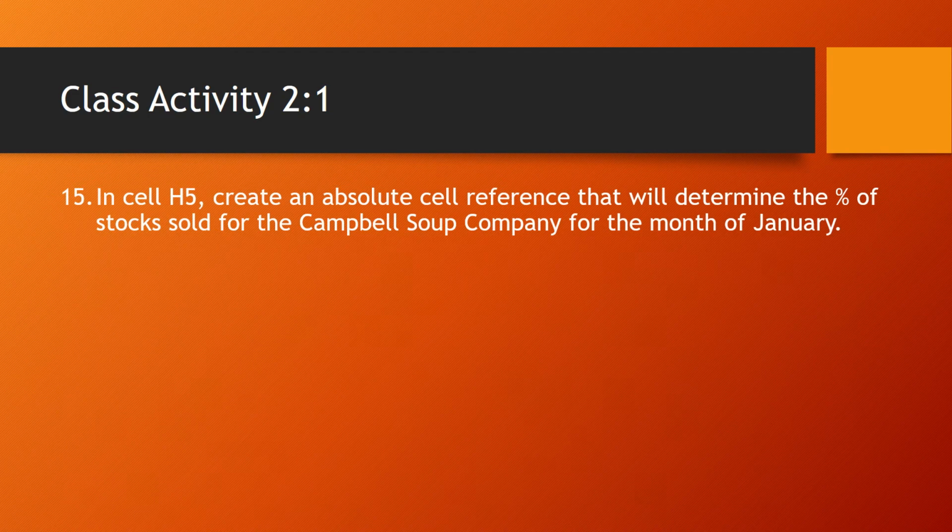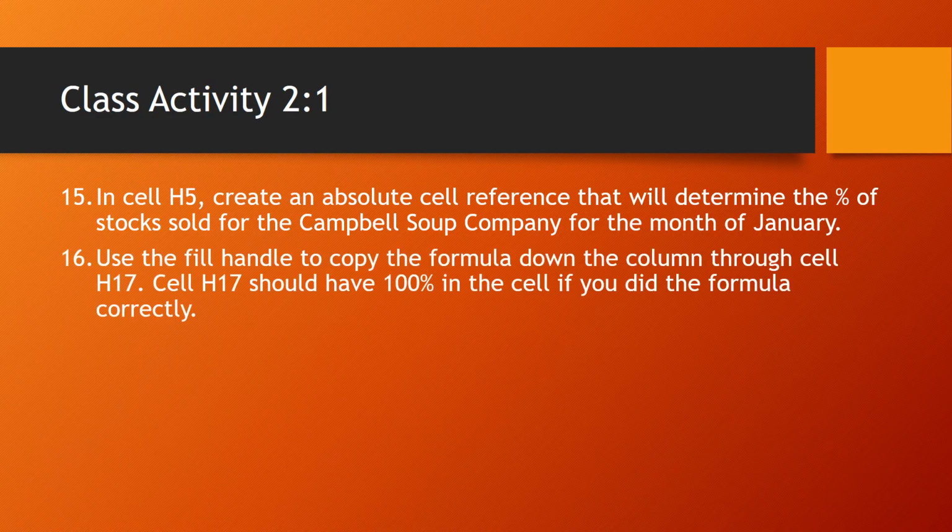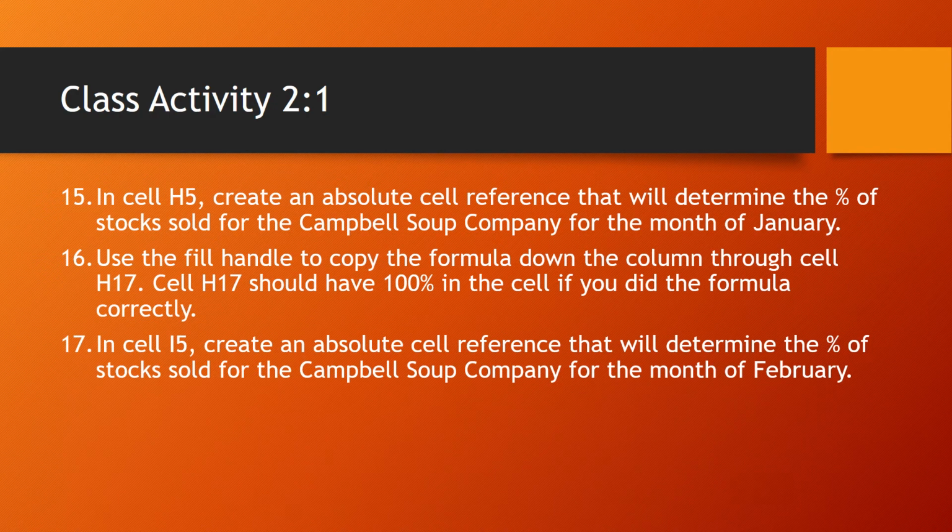In cell H5, create an absolute cell reference that will determine the percentage of stock sold for the Campbell Soup Company for the month of January. Use the fill handle to copy the formula down the column through cell H17. Cell H17 should have 100% in the cell if you did the formula correctly.